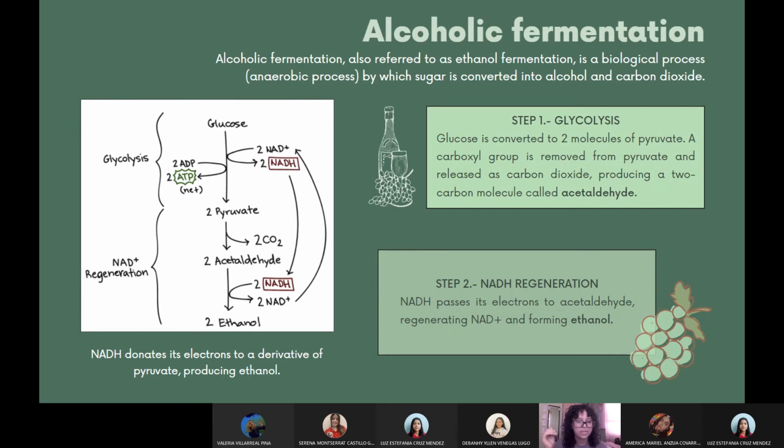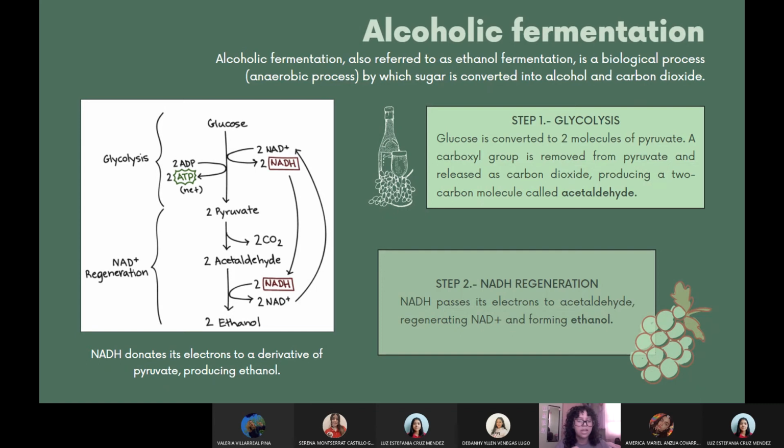Well, now we will talk about the next type of fermentation, which is called alcoholic fermentation. Alcoholic fermentation, also referred to as ethanol fermentation, is a biological process by which sugar is converted into alcohol and carbon dioxide. Yeast are responsible for this process, and oxygen is not necessary, which means that alcoholic fermentation is an anaerobic process. It is commonly used for the production of alcoholic beverages such as wine and beer, of ethanol fuel, and of bread. Also, it is used by some fish for energy production in situations of lack of oxygen.